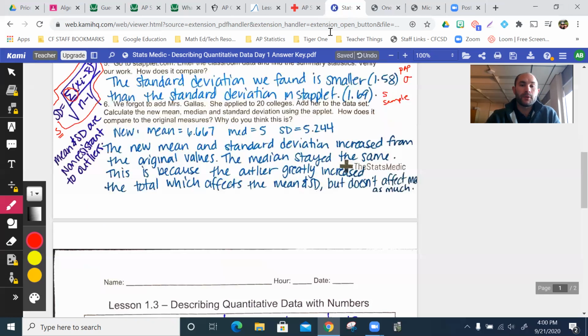So what happens is when you add in a big outlier like that, the mean is greatly affected because the total increases. The median though, which is the middle number, actually didn't change at all. It's still 5.